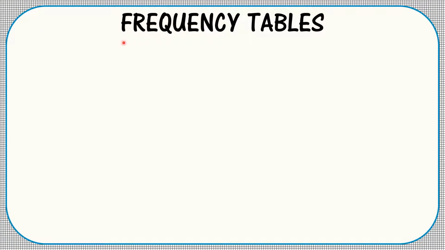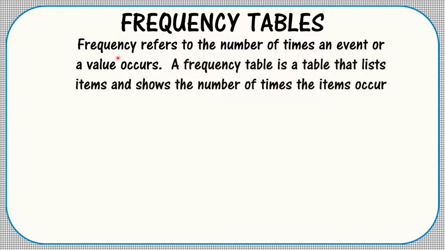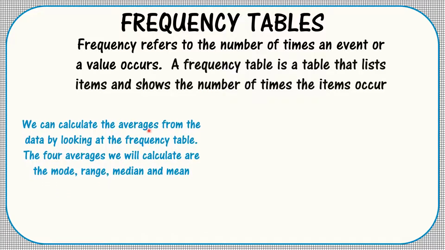Finally, we'll go through frequency tables. Frequency refers to the number of times an event or a value occurs. A frequency table is a table that lists items and shows the number of times the items occur. We can calculate the averages from the data by looking at the frequency table. The 4 averages which we will calculate are the mode, range, median, and mean.